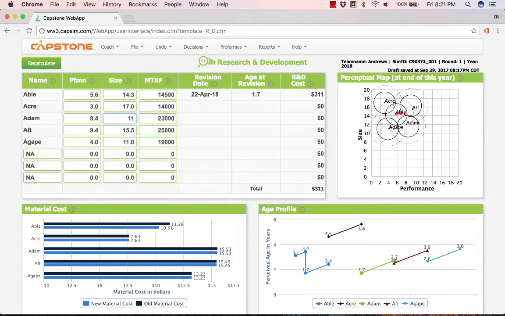There we go. Let's see what happens there. Hit recalculate. Okay, that's not too bad. So that gives us a product that is going to come out in April. It's going to be a year at revision. It's going to be $273. I always act like it's dollars, but it's not, in terms of R&D costs.